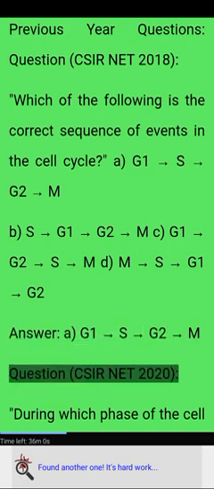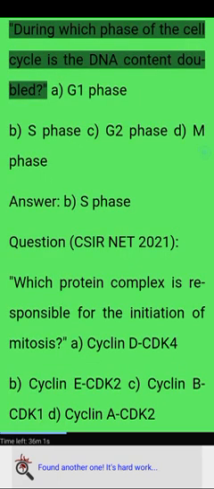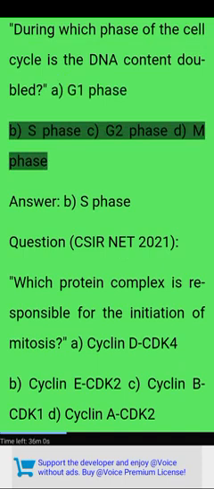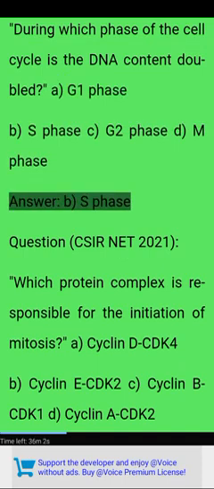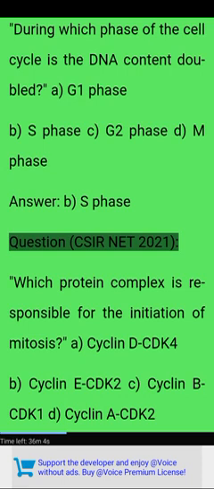Question CSIR NET 2020. During which phase of the cell cycle is the DNA content doubled? A. G1 phase. B. S phase. C. G2 phase. D. M phase. Answer. B. S phase.